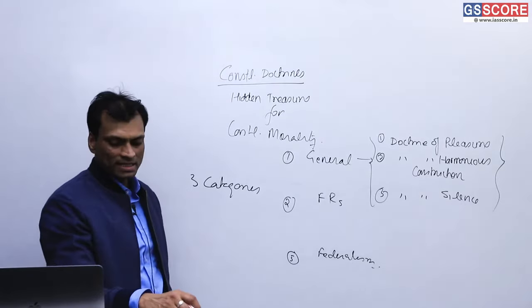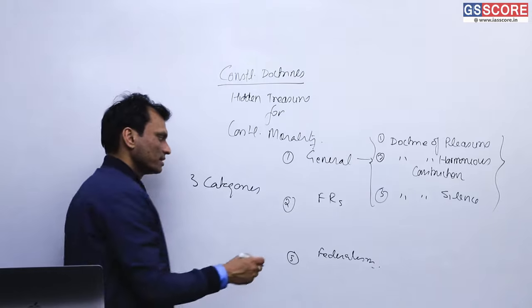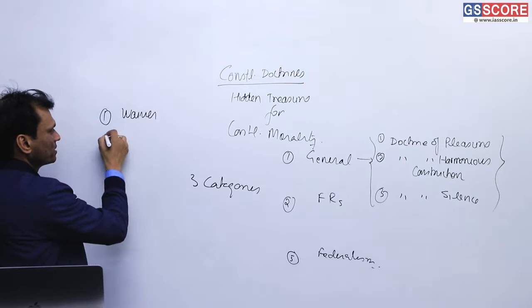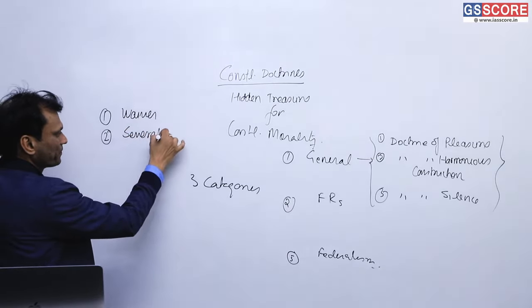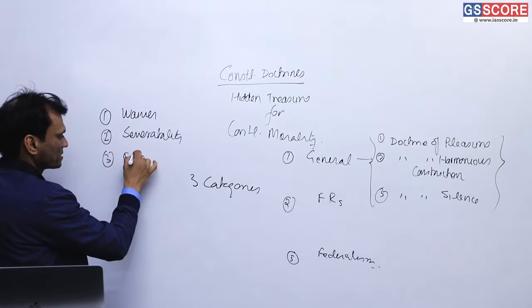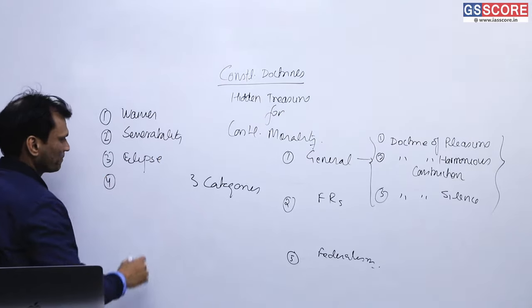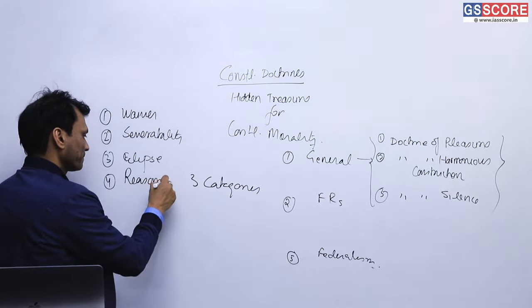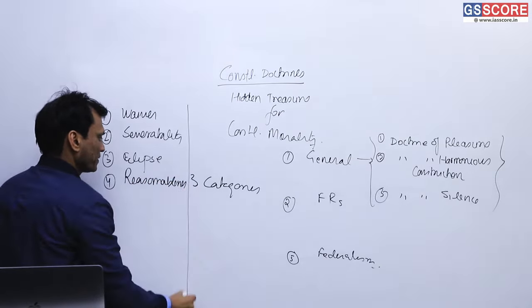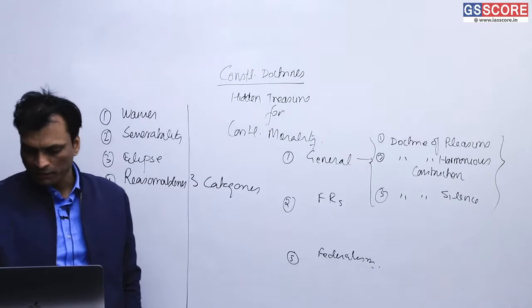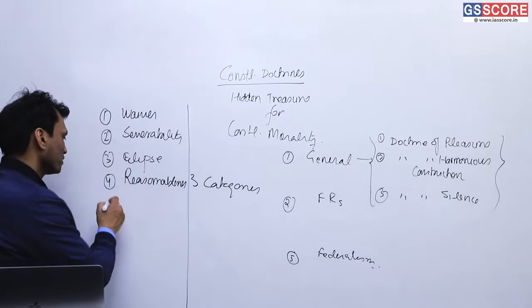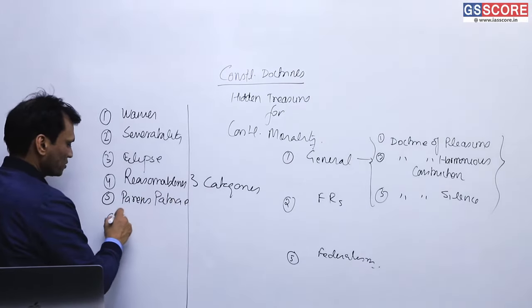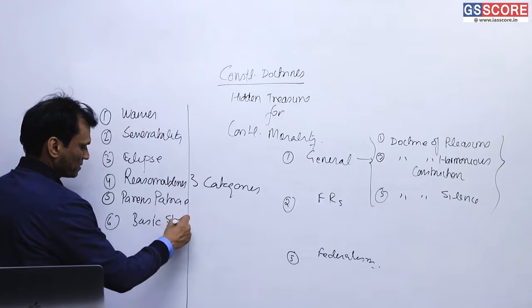And then we have fundamental rights, and this will have the highest number of doctrines. Like we have doctrine of waiver, second, doctrine of severability. Then we have doctrine of eclipse. Then we have doctrine of reasonableness. Then we have doctrine of parens patriae. And most of all, we have doctrine of basic structure.